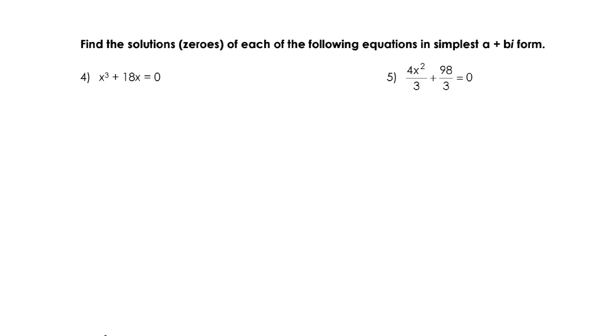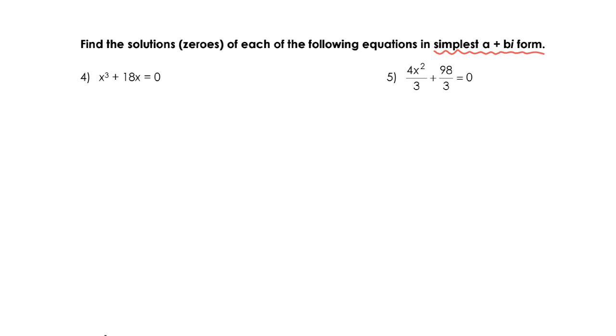All right, guys, we're on the back side of day 8 notes of unit 9, and we have a few equations, and they're asking us to find the solutions or the zeros of each of the following equations in simplest a plus bi form. So on the front side, they didn't say simplest a plus bi form, but we did it anyways.